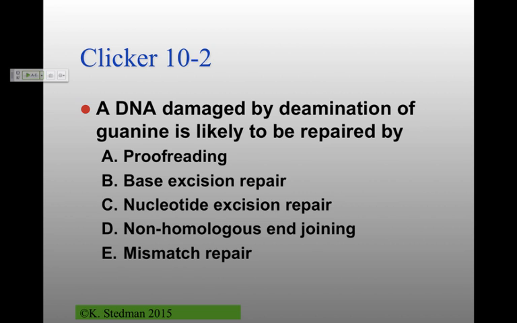Okay, our next question for today, moving on. DNA damaged by a deamination of guanine is likely to be repaired by proofreading, base excision repair, nucleotide excision repair, non-homologous end joining, or mismatch repair. And by the way, we did not talk about deamination of guanine in terms of how it got repaired. This is what you're supposed to be thinking about, what these repair mechanisms do.